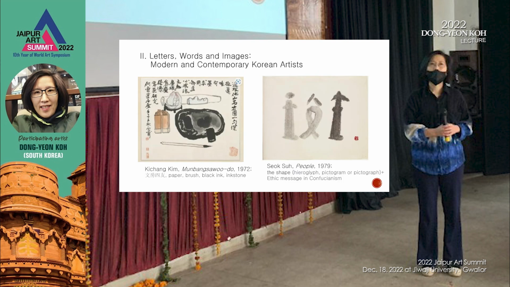I'm going to talk about the history of modern and contemporary art with a few important examples that explore the relationship between letters, words, and images. But particularly, let me begin with the letters. On the left, it's by Kim Ki-chang. I present most Korean artists' names with their last name at the end of their name. So it's called Kim Ki-chang.